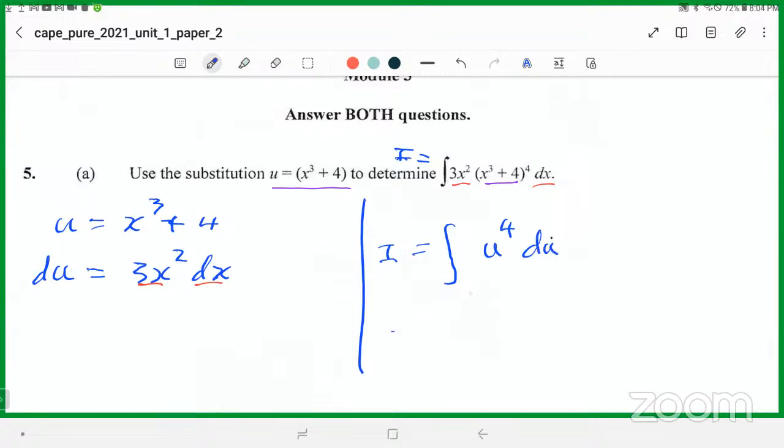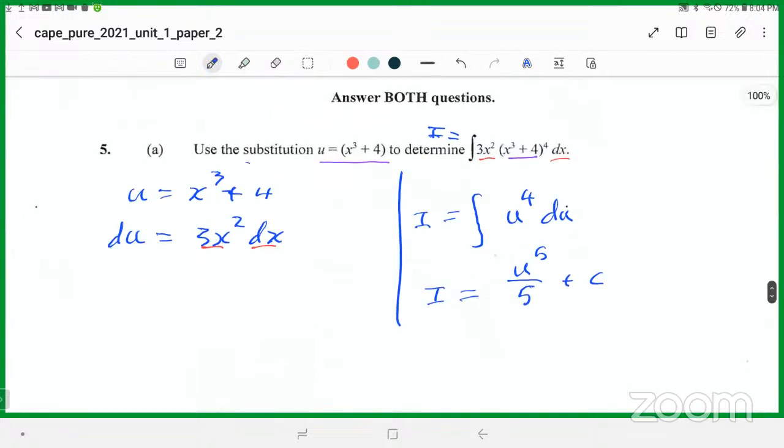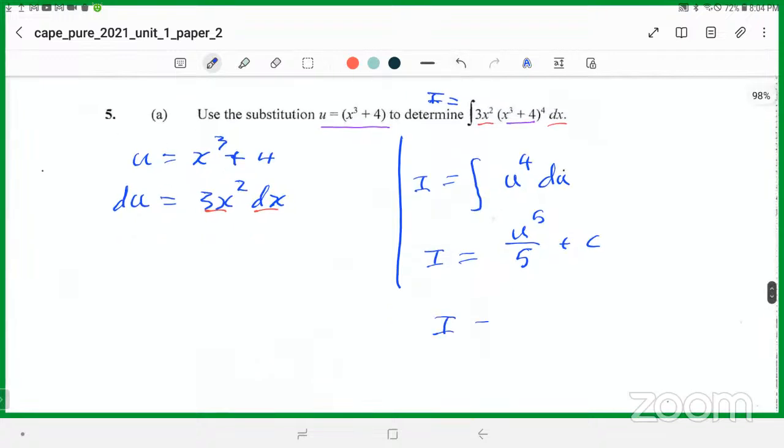And you're finished. Because then you add 1 to the power, divided by the new power, and get u to the 5th power over 5. Don't forget the constant of integration. You take this now and put back the u, right? So your integral is going to become x cubed plus 4, to the 5th, over 5 plus c.